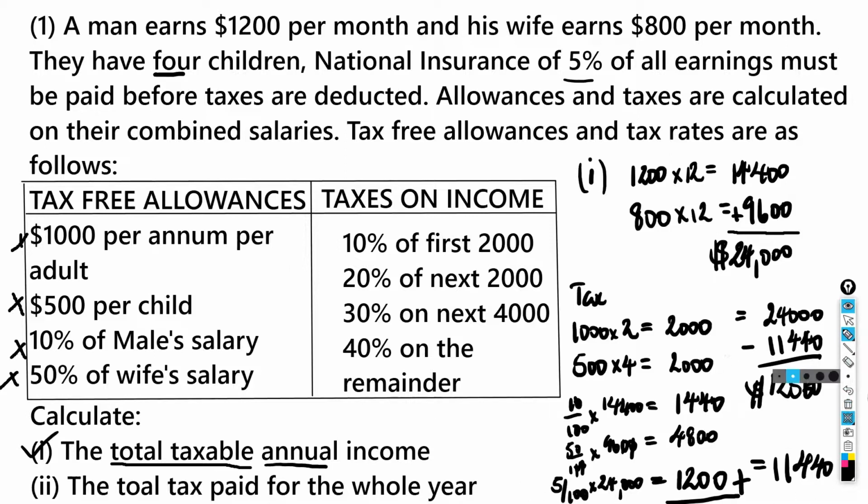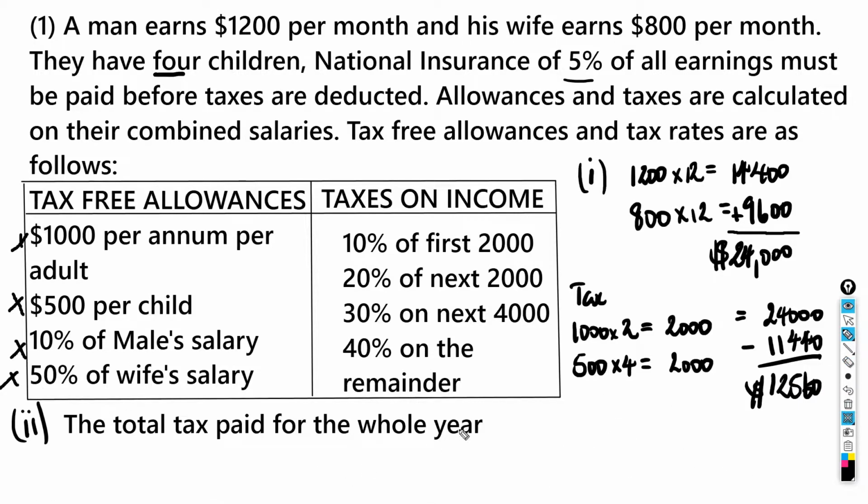So let's clear that part and do the second part now, which says to find the total tax paid for the whole year. Remember, part A was saying that this 12,560 is the taxable income. The taxes here say 10% on the first 2,000. So we're going to find that 10% on the first 2,000, and that's actually $200.